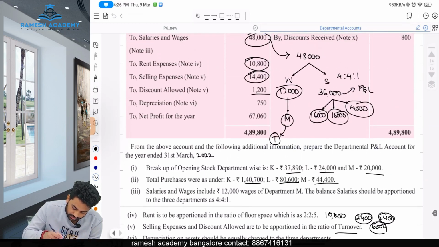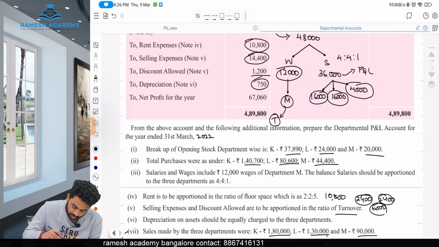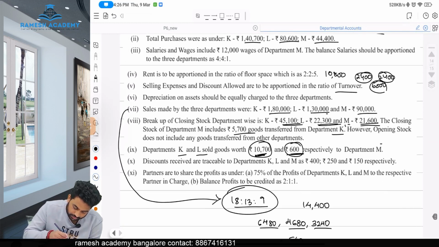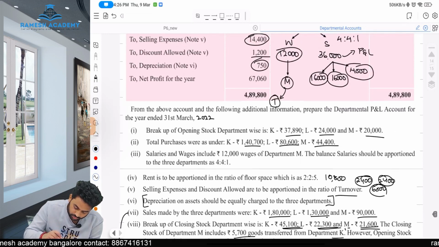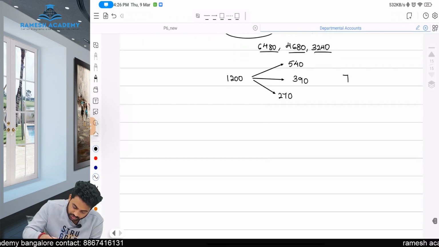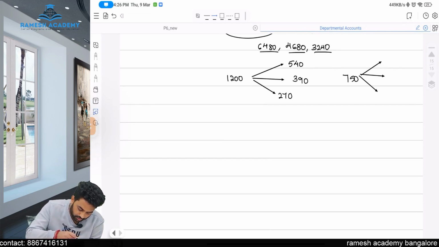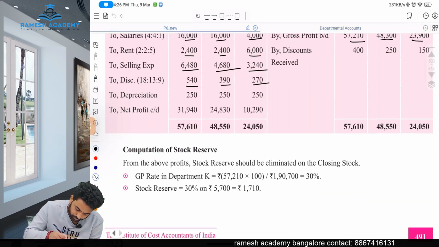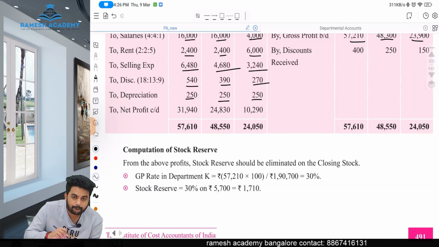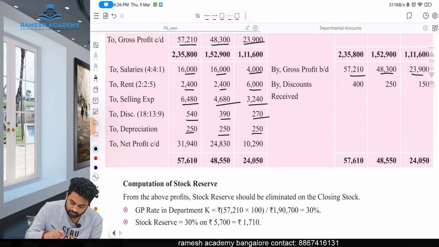Next, they are telling depreciation 750. Listen here. Depreciation on assets should be equally charged to 3 departments. So 750, if we charge equally, is nothing but 250, 250, 250. Equally they are asking. Yes, sir. Okay, done.